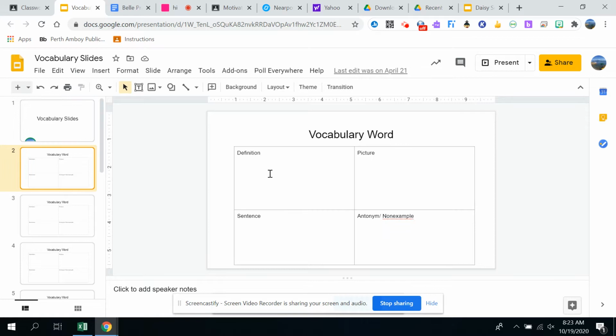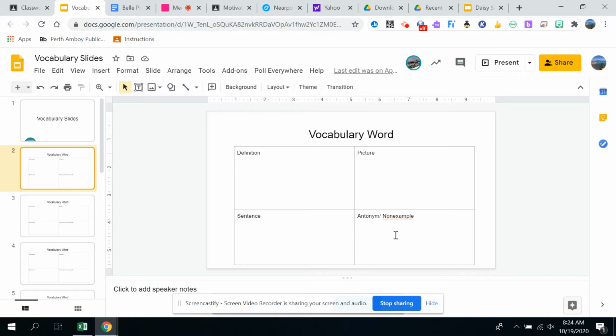You're going to need to put the definition of the word, which I gave you. Just use the definition I gave you so you're not going crazy. You're going to make your own sentence. Do not use the sentence I gave you. So you're going to use the word in a sentence. Here, you're taking a picture that visualizes whatever the word means.